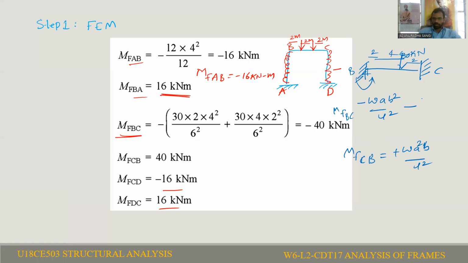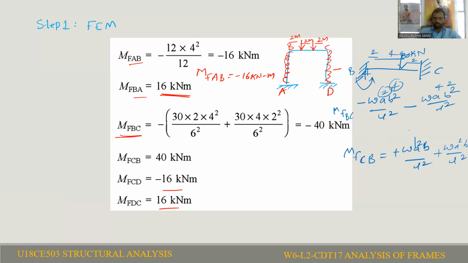So this is also minus WAB square by L square, the same formula. But in this case, a is equal to 4 and b is equal to 2. In the earlier case, a is equal to 2 and b is equal to 4. That you have to understand. Plus WA square B by L square.